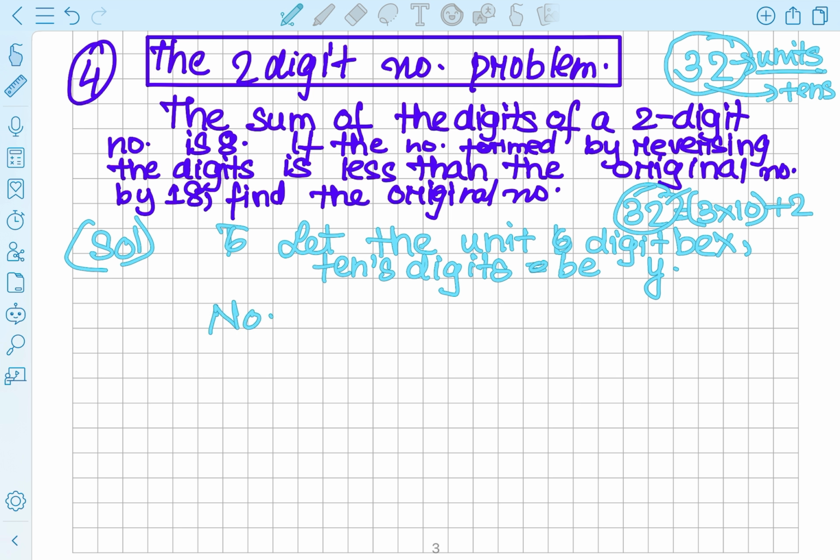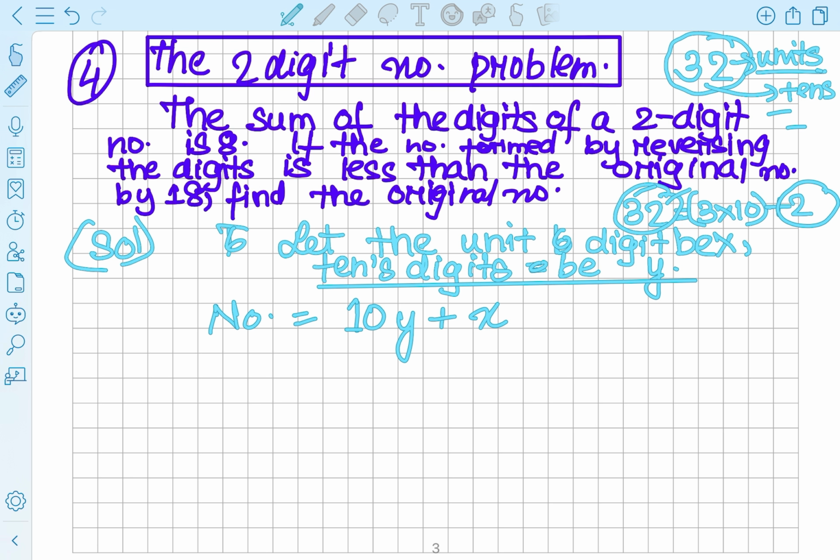The number should be 10 into 3, right? So now 3 means the tens digit, and we have asked that the tens digit is y. So let the tens digit be y. So 10y plus x. Here also we are writing only this, right? So x is the units digit. You just understand with the example of this number I have taken. So this is the number.